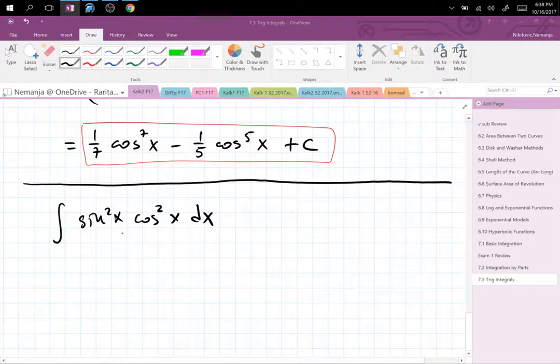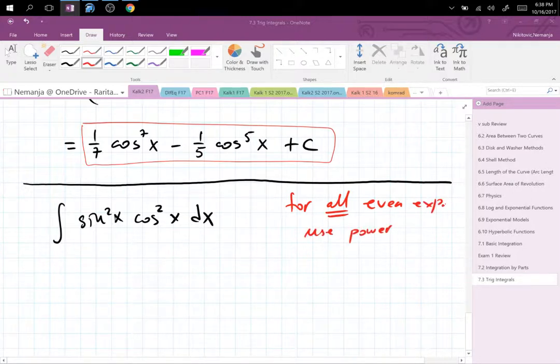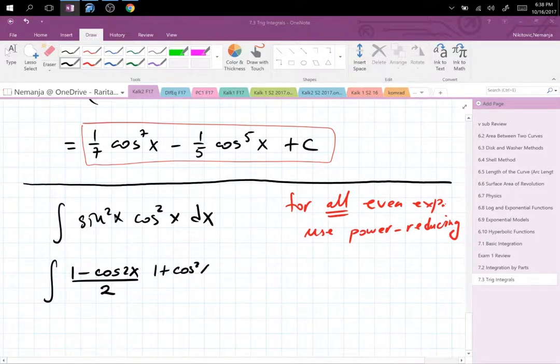So for all even exponents, use power reducing. Sine squared is 1 minus cosine 2x over 2, and cosine squared is 1 plus cosine 2x over 2, dx. This will give us 1/4 in front of the integral.